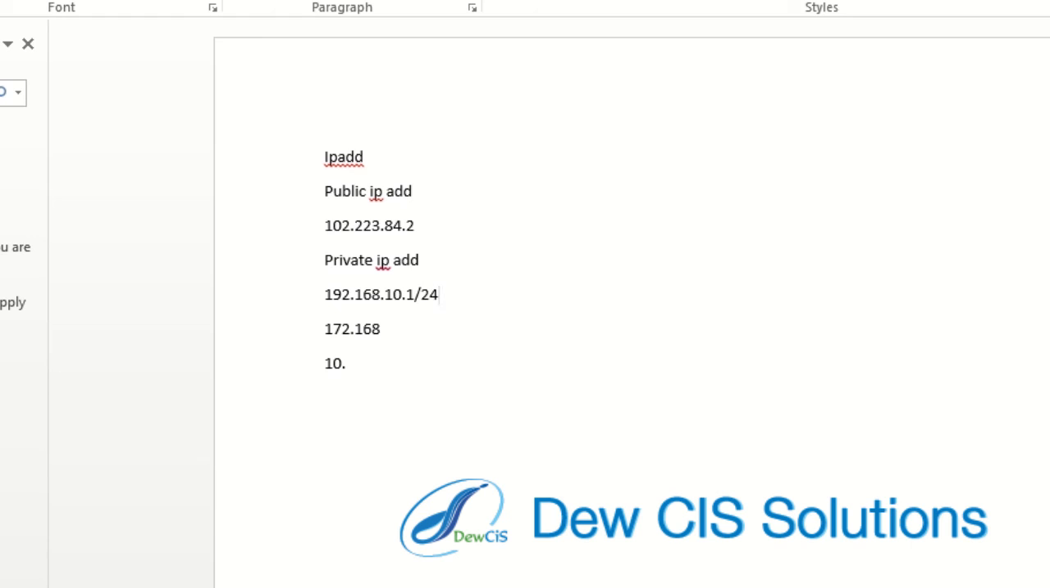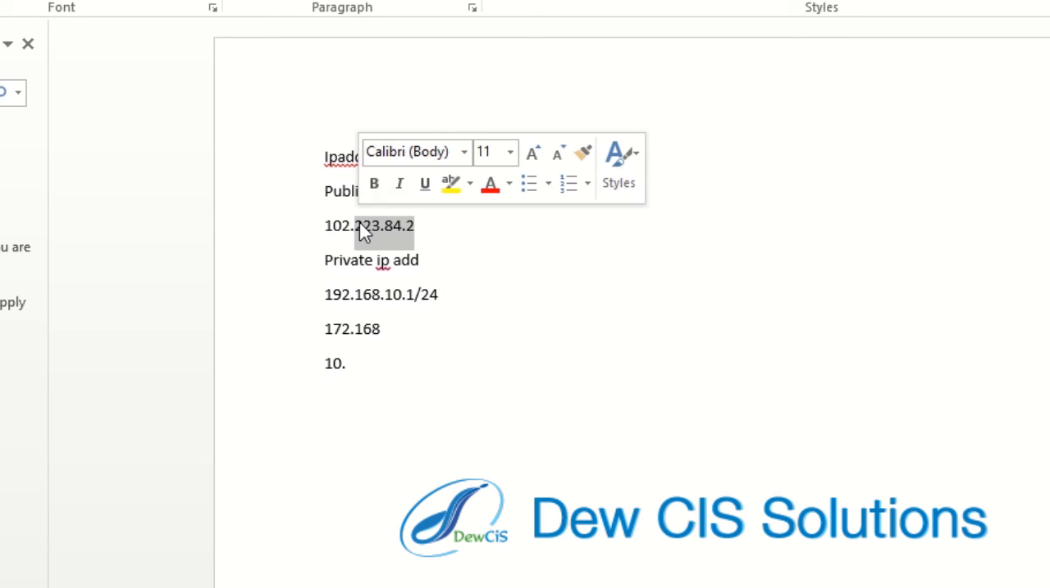So this is the difference between a public IP address and a private IP address.